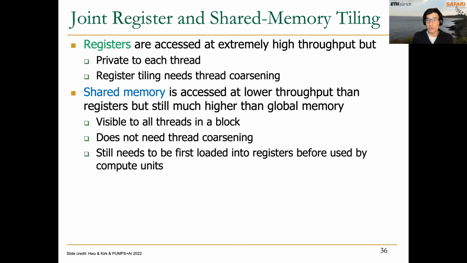On the other side, we have shared memory that is accessed at lower throughput than registers, but it's still much higher throughput than global memory. The advantage of the shared memory is that it is visible to all threads in the thread block, and that's why we don't necessarily need to do thread coarsening. But it has the drawback that in order to write something into the shared memory, we first need to read it from global memory, put it into registers, and then from the registers write to the shared memory. That's the traditional way of doing it.